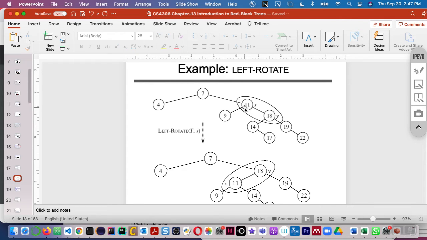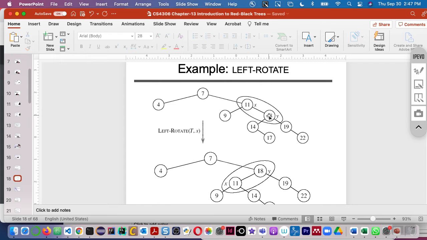Okay, for instance here we can move on x and y. So what kind of rotation do we need? We need a left rotation, right? So in order to do a left rotation, we will check, is the right child of x not null? Is the right child of x null? No.